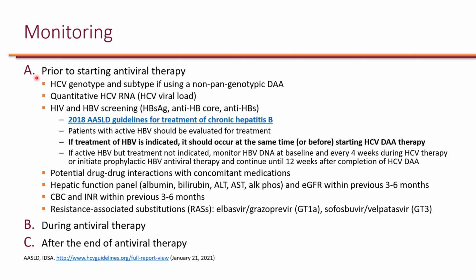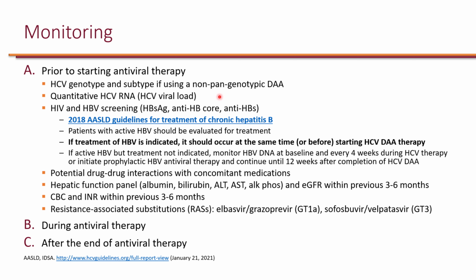Now, let's take a look at what we need to monitor before we actually start antiviral treatment for patients with hepatitis C. So obviously we need Hep C genotype and subtype only if using a non-pangenotypic direct acting agent. For example, if we are using Harvoni, we need to know for sure that it's genotype 1 because Harvoni will not be appropriate for genotype 2 or 3. Whereas if you're using something like Epclusa, because it covers all genotypes, it's unnecessary to actually get genotype. As long as you know the patient is diagnosed without knowing the subtype, that's sufficient to go ahead and start.